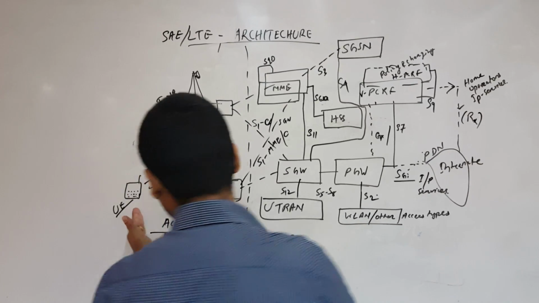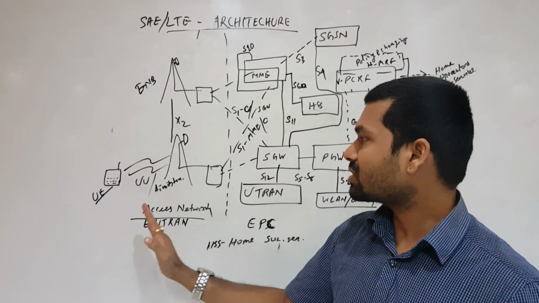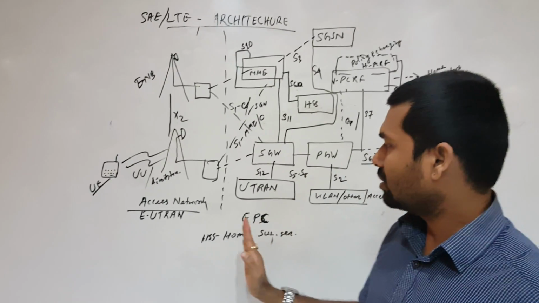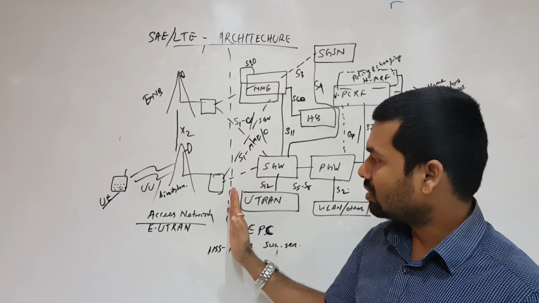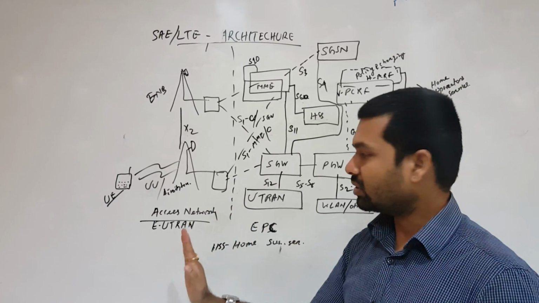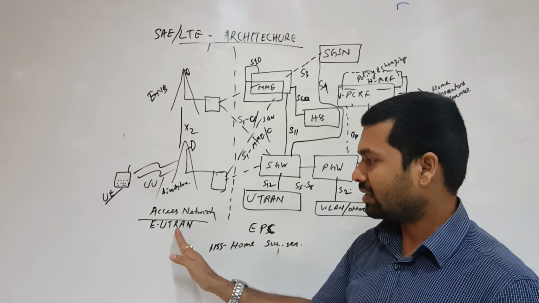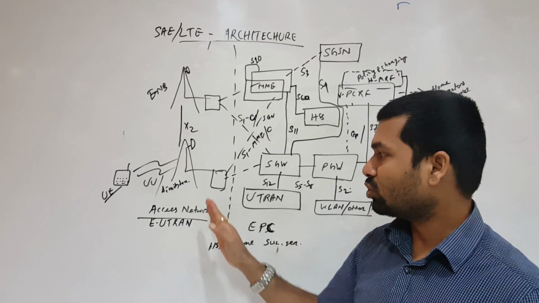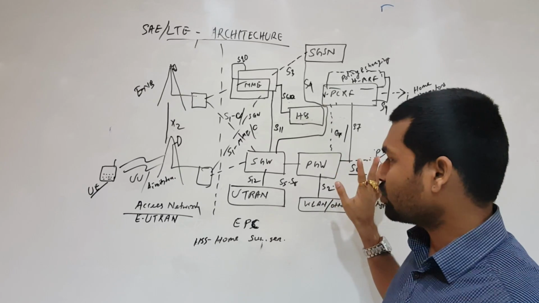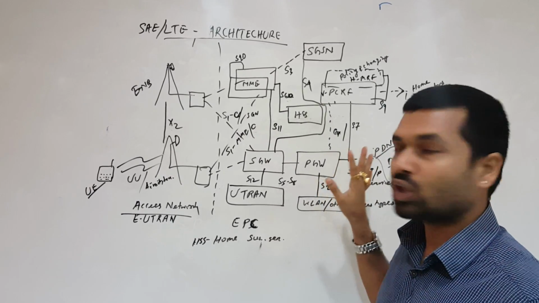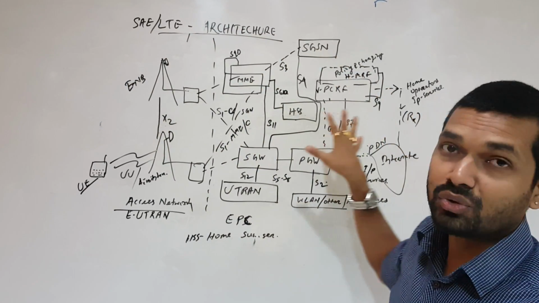Starting from this side, I have divided the diagram into the RF side and the core side. The dotted line divides the access network, the E-UTRAN, evolved universal terrestrial radio access network, and the other side is the core network or the EPC, evolved packet core. Combinedly it is called SAE, System Architecture Evolution.